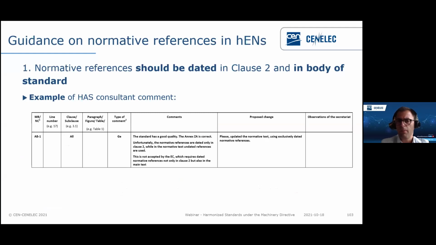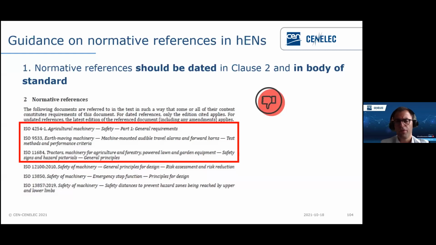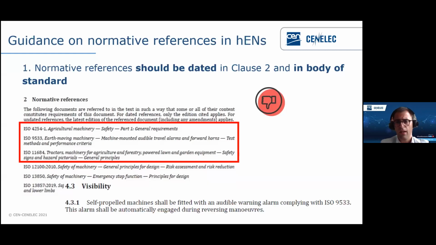On this slide, you can see an example of a consultant comment indicating that the standard is basically compliant. The Annex ZA was correctly prepared. However, the issue leading to lack of compliance of this particular standard was that clause 2 contained dated normative references, but the normative references were undated in the body of the standard. So this is just an example to remind you to date also in the body of the standard. And to finalize this tip 1, this is just an example of a harmonized standard to which some of the normative references were not dated, both in clause 2 and in the body of the standard, and the standard received a lack of compliance assessment by the consultant.